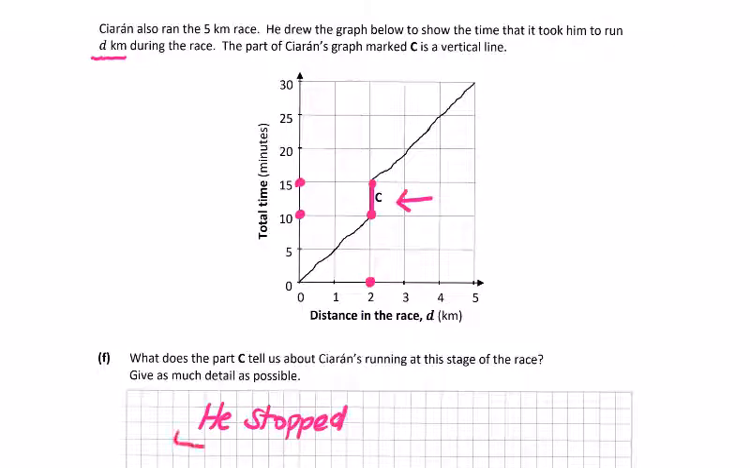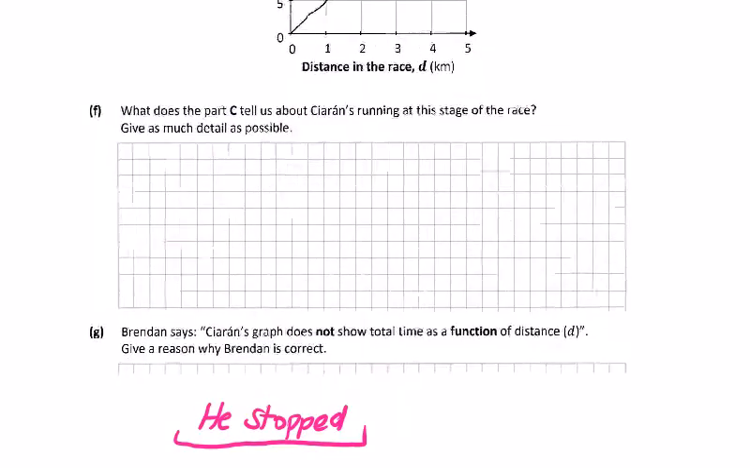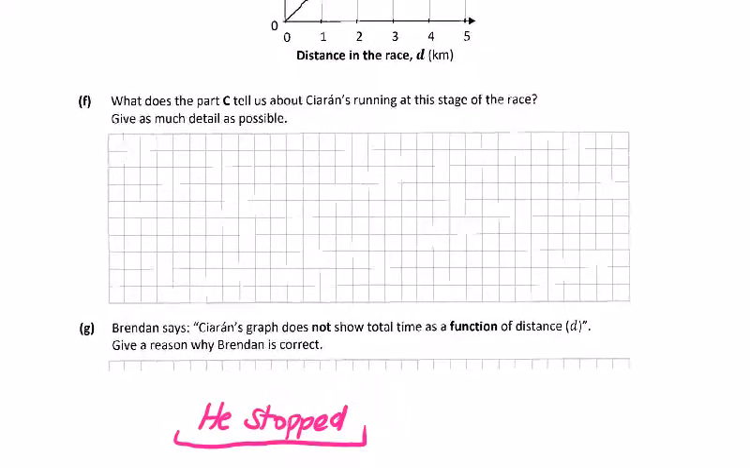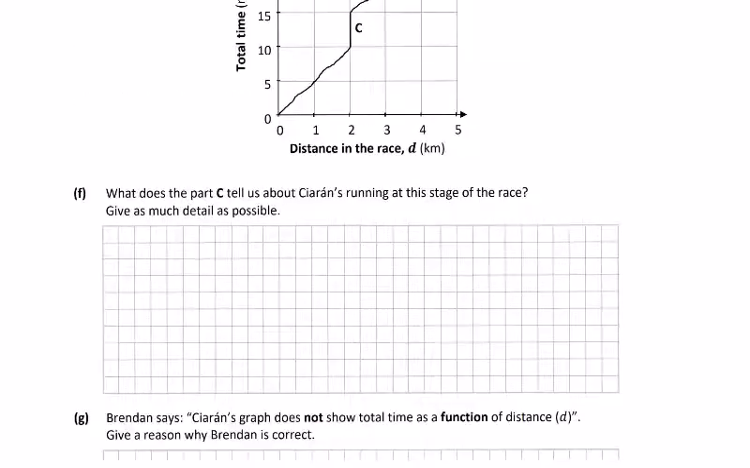That's all you need to write for this part. G. Brendan says Kieran's graph does not show total time as a function of distance d, and it says give a reason why Brendan is correct. So let's see here. If we look at this part of the function, an input can only have one output, but if we put 2 in, we get several different values here. We'll definitely get 10 and 15. So that's what you would write here.